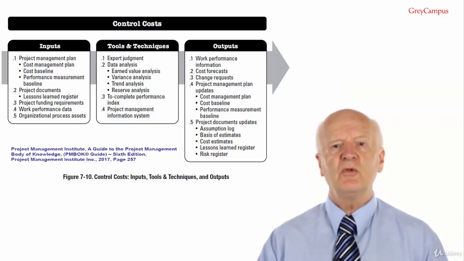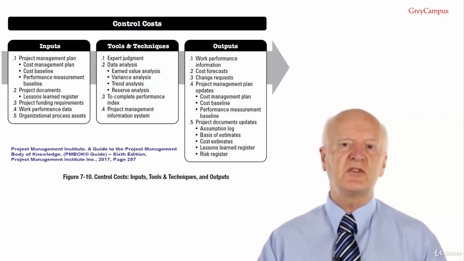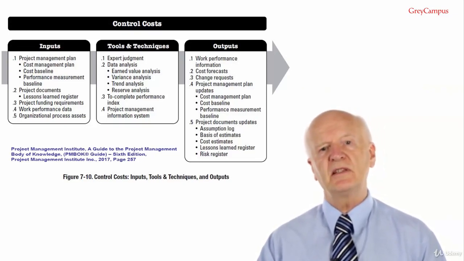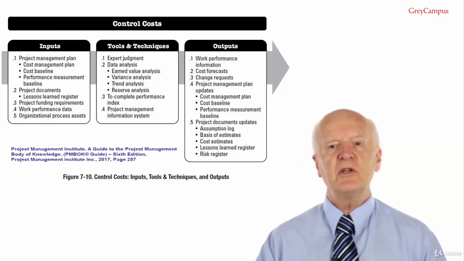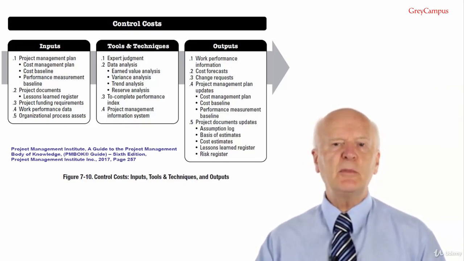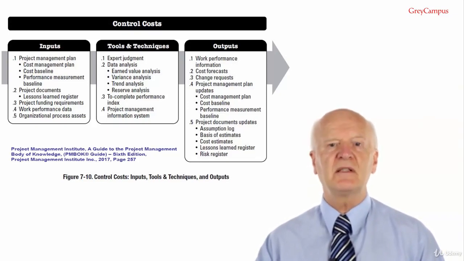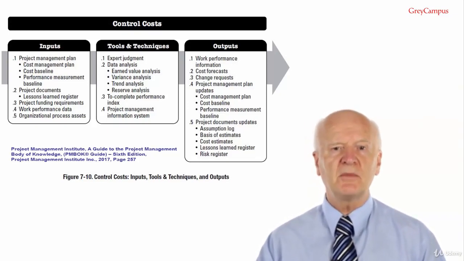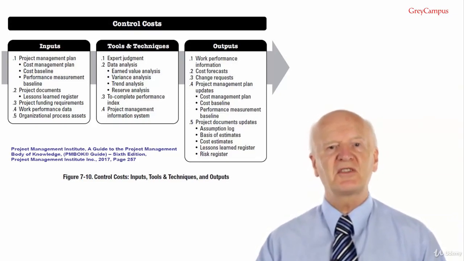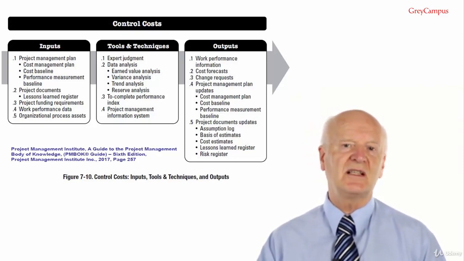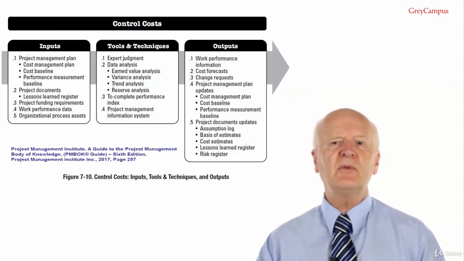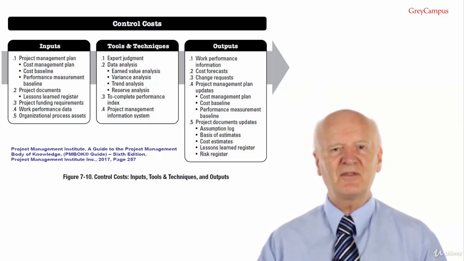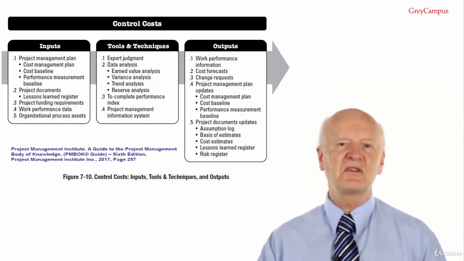This is compared with the actual results to help determine if a change, corrective action or preventative action is necessary. Performance measurement baseline. When using earned value analysis, the performance measurement baseline is compared to the actual results to help determine if a change, corrective action or preventative action is necessary. What is earned value analysis? It is a very important set of tools that we will cover very soon, so please be patient.